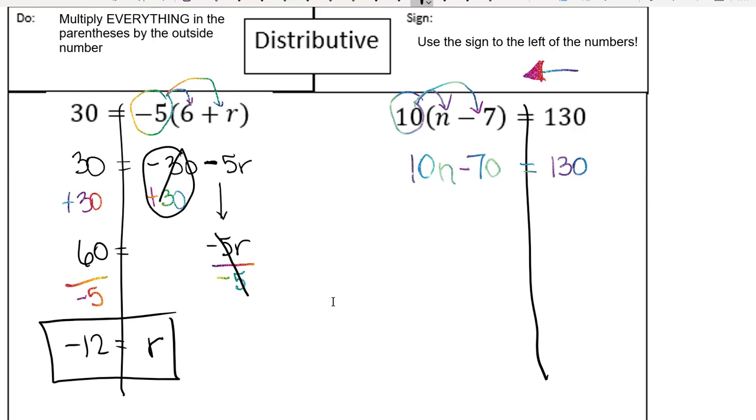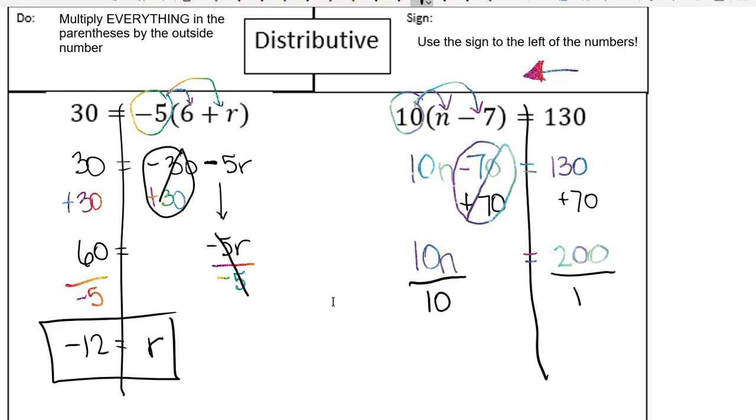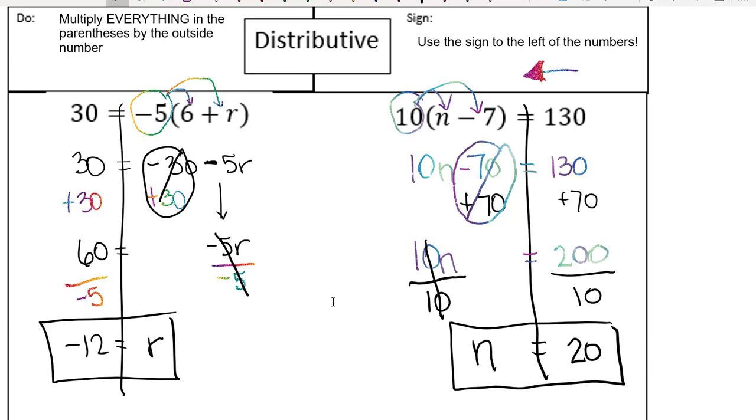Next step, I get rid of my constant by adding 70 to both sides. And now I simplify. I bring down my 10n. -70 plus 70 is eliminated. 130 plus 70 is 200. 10 is my coefficient that is multiplying the variable n. So I will eliminate it by dividing both sides by 10. 10n divided by 10 is 1n. 200 divided by 10 is 20.